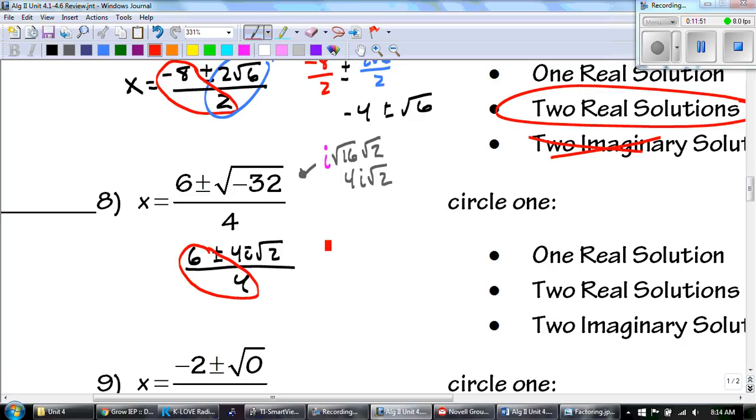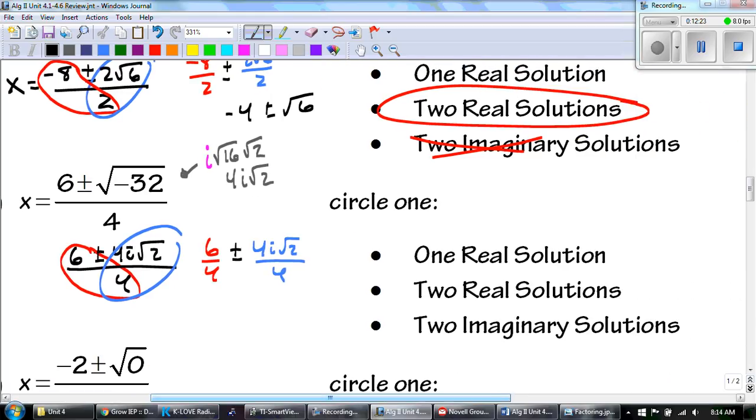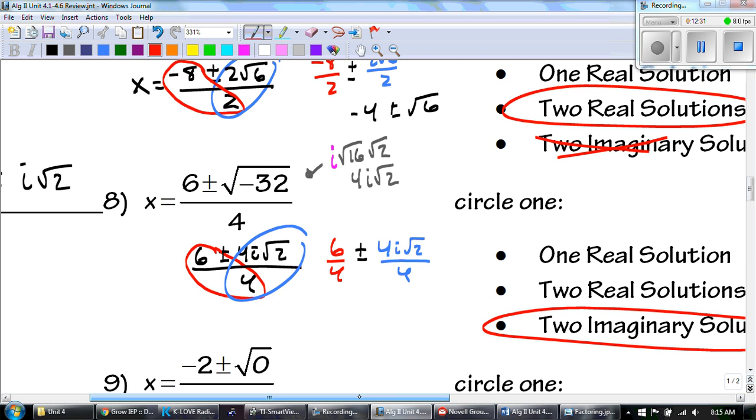Okay? So we have to do 6 over 4 plus or minus, and then 4i root 2 divided by 4. After you reduce that, 6 over 4 is really 3 over 2 plus or minus, and then it's just going to be plus or minus i square root 2. Now, you should know right away that the i stands for imaginary. So there are 2 imaginary solutions.